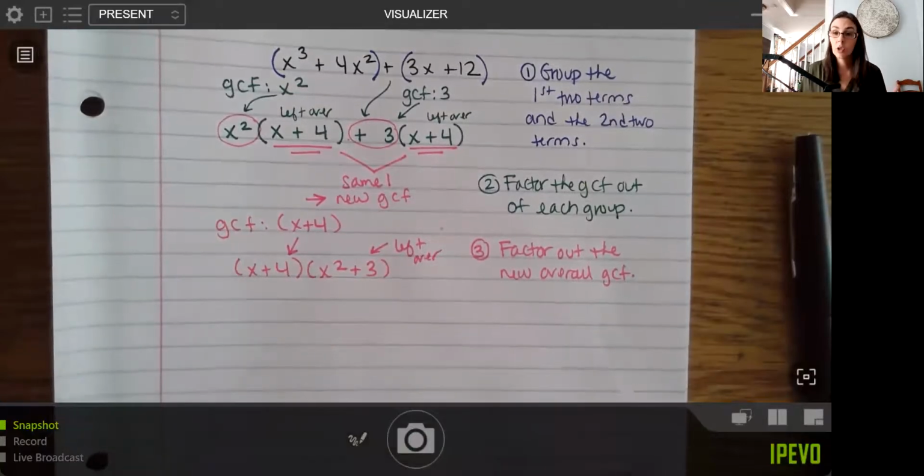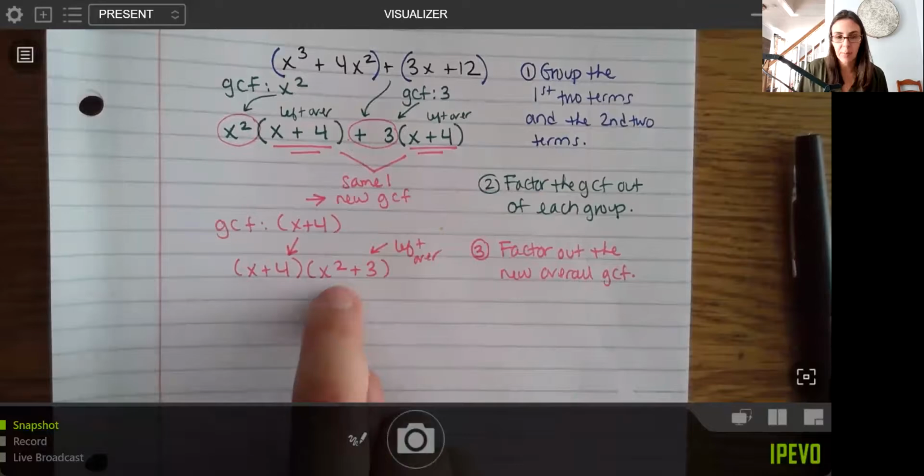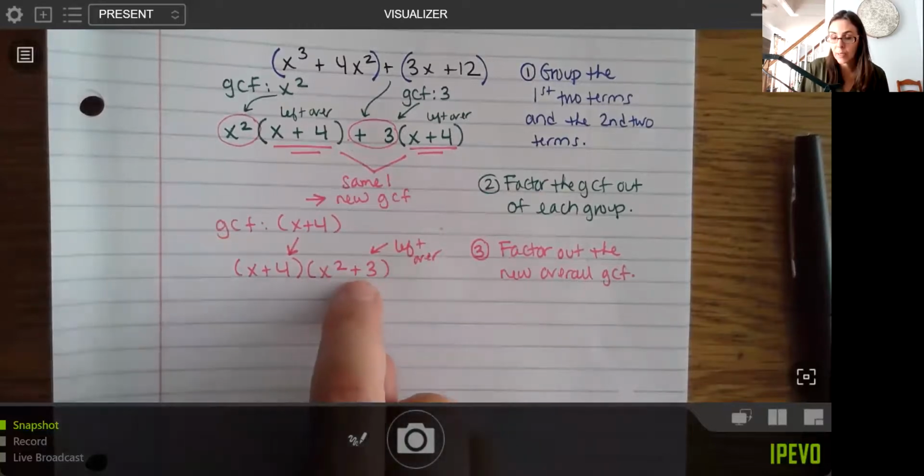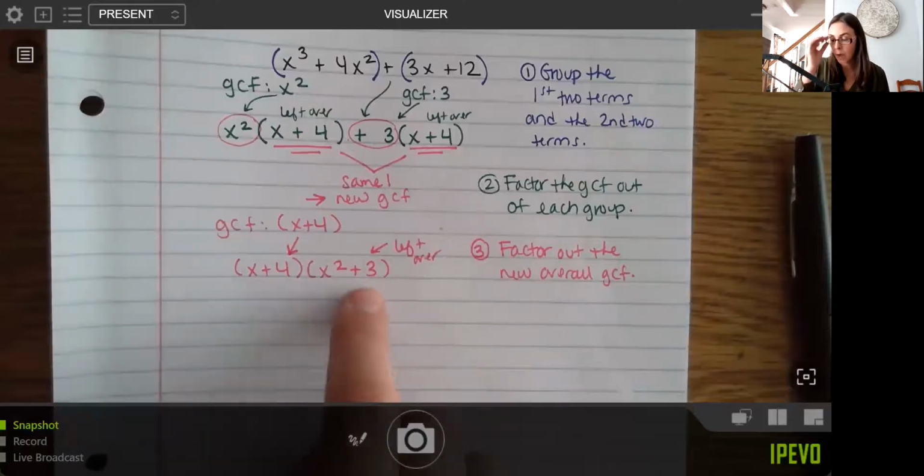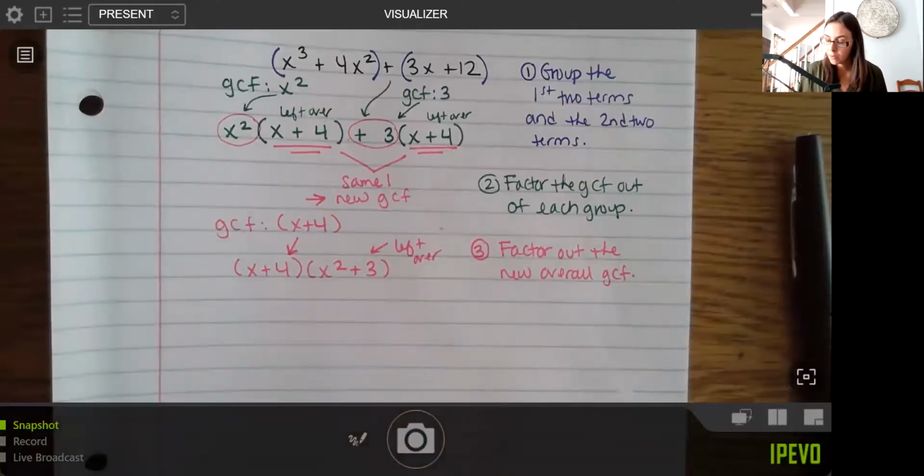And now you should be done. What you can always do too is just check your factors and make sure you can't break them down further. I'll tell you x squared plus 3 cannot be broken down. So this is complete, and you have your factorization now.